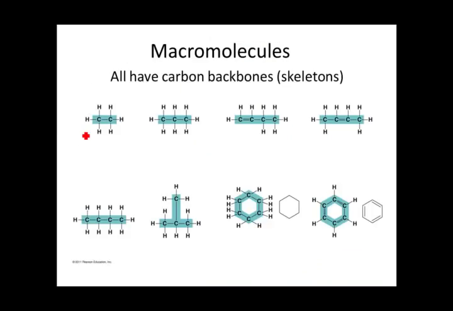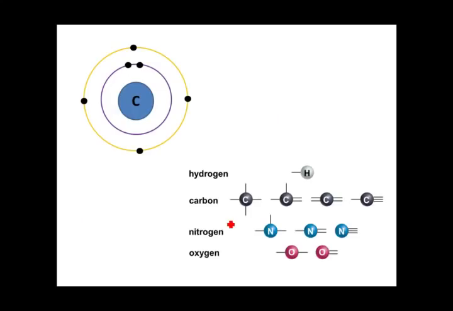Okay, and the first is that all of the macromolecules, so all four classes of macromolecules, are composed of a carbon backbone or a carbon skeleton. And here are some examples of carbon skeletons shown here. So carbon skeletons are just a bunch of carbons that are added together, and they can form many different shapes. Carbon is very important because it is so versatile.